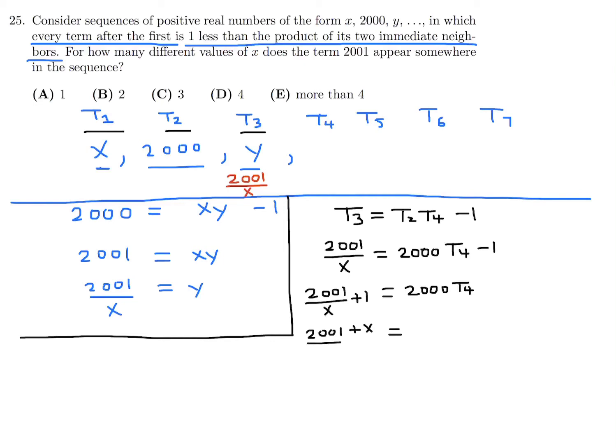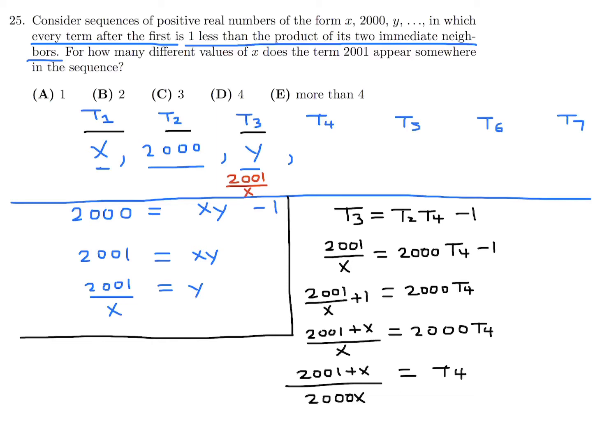So this looks like 2001, common denominator is x, and 2000 T4. So T4 is 2001 plus x over 2000x. Okay? So where do I squeeze that in there? Maybe I'll need a little bit more space. So I've got 2001 plus x over 2000x for T4.